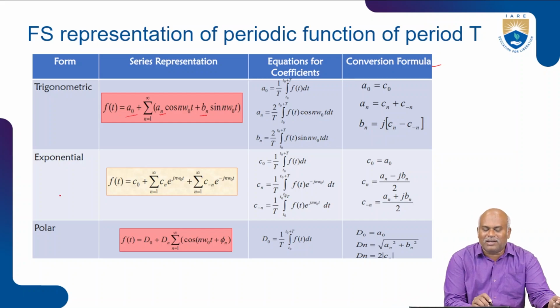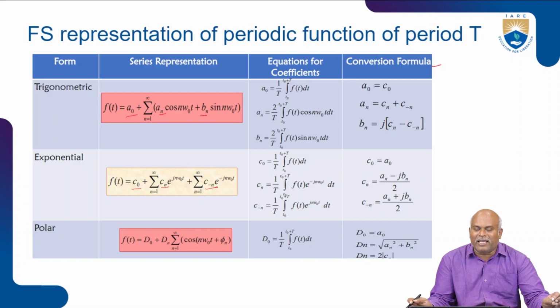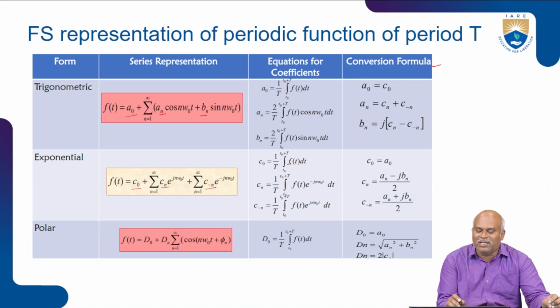Now the exponential Fourier series is represented as f of t equal to c0 plus summation n equal to 1 to infinity c of n e power j n omega 0 t plus summation n equal to 1 to infinity c of minus n e power minus j n omega 0 t. Here c0, cn and c of minus n are exponential Fourier series coefficients. c0 is 1 by T integration of t0 to t0 plus T f of t dt. c of n is 1 by T integration of t0 to t0 plus T f of t e power minus j n omega 0 t dt. c of minus n is 1 by T integration of t0 to t0 plus T f of t e power j n omega 0 t dt.